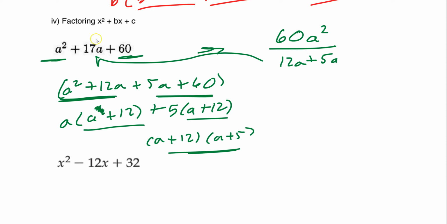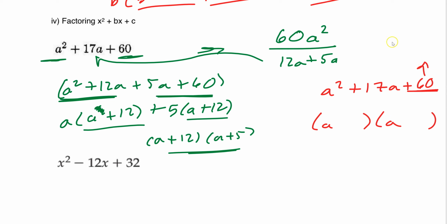If there's no number up front, then we can just do a shortcut where all we do is look at the last term. We know it has to be a and a. So all we do is look at the last term, figure out two things that multiply to get 60 but add to get 17, and that is 12 and 5. They're both positive, so a plus 12, a plus 5. That's what I would do because it saves you probably about 30 seconds. It's just the easiest way of doing it. So no number in front, just do the easy way.